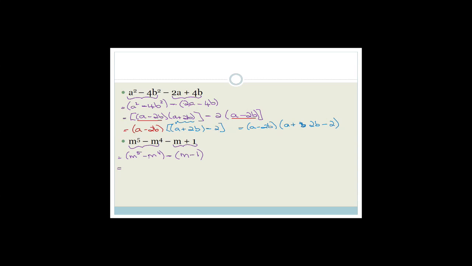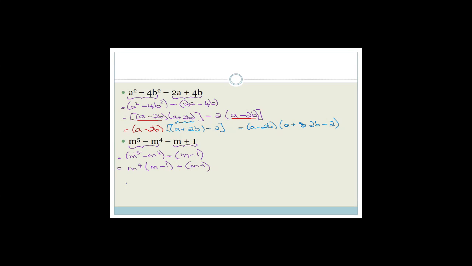Now let's see if we can take out any common factors. Yeah, well, it's pretty obvious that the common factor is m. In fact, it's m to the 4. And then what are we left with? We're left with m minus 1. How do I get that? Because m to the 5 divided by m to the 4 leaves you with an m to the 1, but we don't write the 1, okay? Minus 1 minus m minus 1.